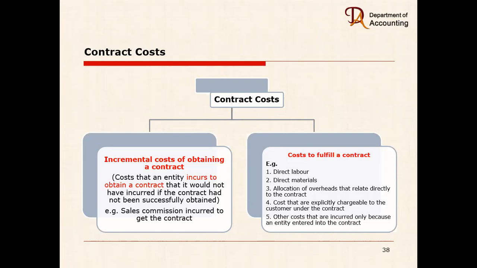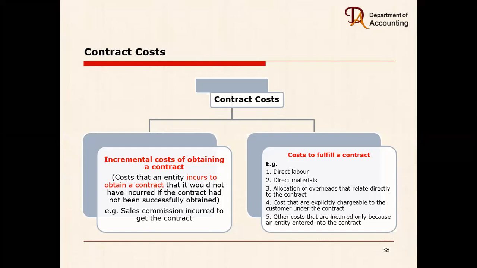An example is sales commission incurred to get the contract. If you get a particular contract, you may have to offer a kind of commission. Let's say in case of insurance, right? When it comes to insurance businesses, the sales agent would get a commission once they successfully obtain a particular customer. If they are able to convince the customer and get the business, then that particular agent would be entitled to a commission. So from the business point of view, it's a kind of incremental cost.